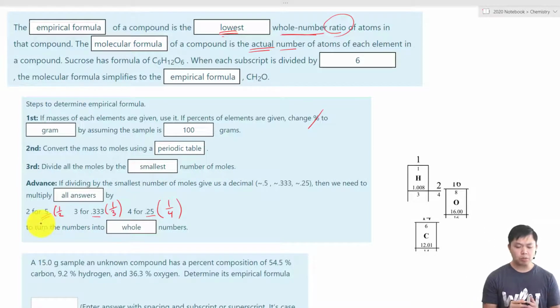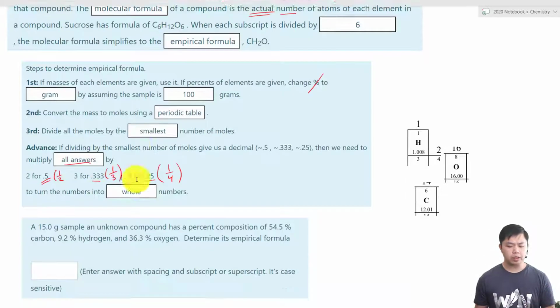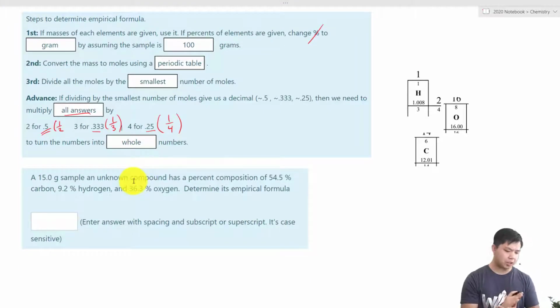Once you do that, make sure you multiply to all answers, okay? Not just one, but multiply to all the answers. So I'm going to show you a problem that deals with that. But now let's do the easiest one first.